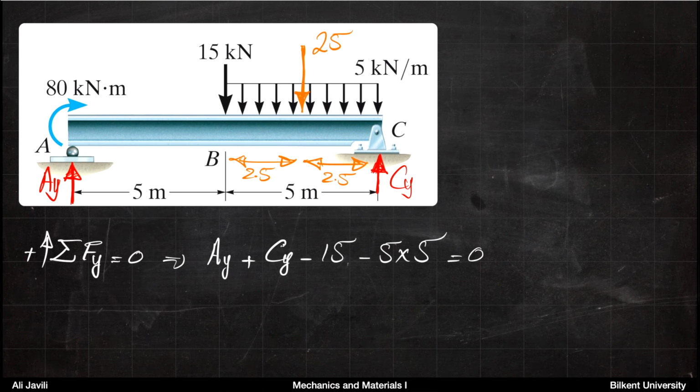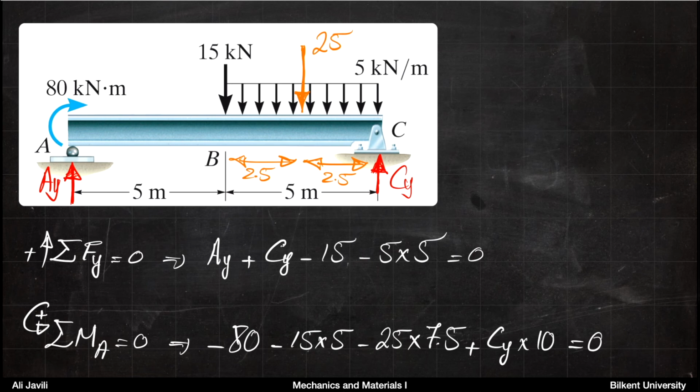So for the free body diagram here, you can write the equilibrium of forces in the y direction. You get Ay plus Cy, so they come with a plus sign, they are upwards, minus 15, because it's downwards, minus 5 times 5 or minus 25, equals 0.